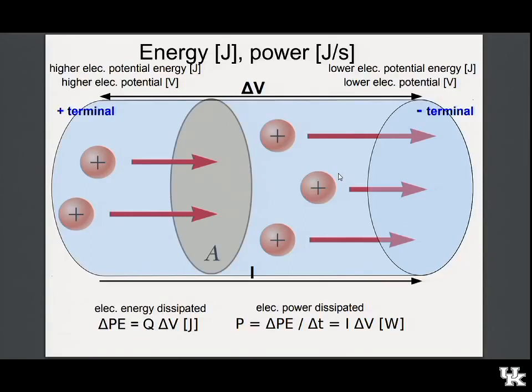The potential energy released is the product of the amount of charge you moved times the potential difference that it moved through. So if you move more charge, then you're going to release more electrical energy. It also says if you move the charge through a greater potential, you'll release more energy.